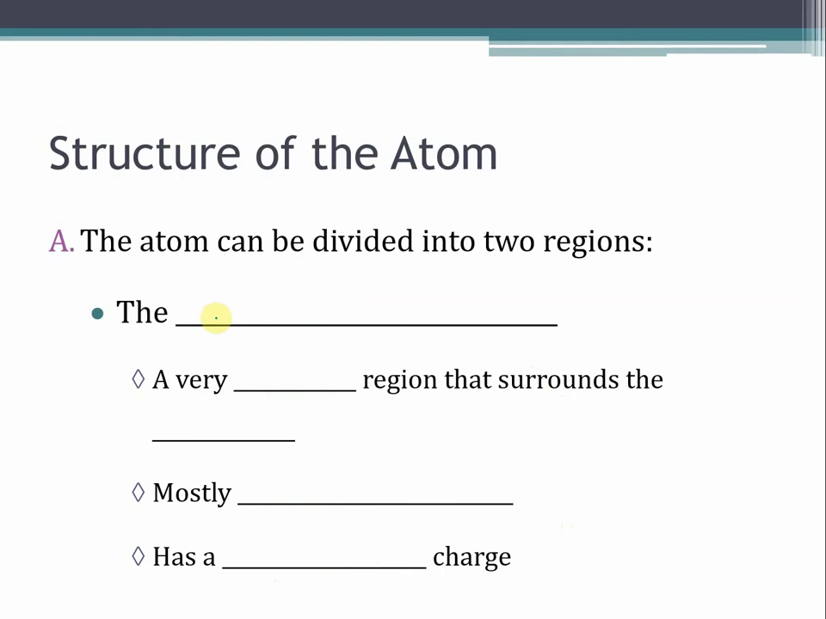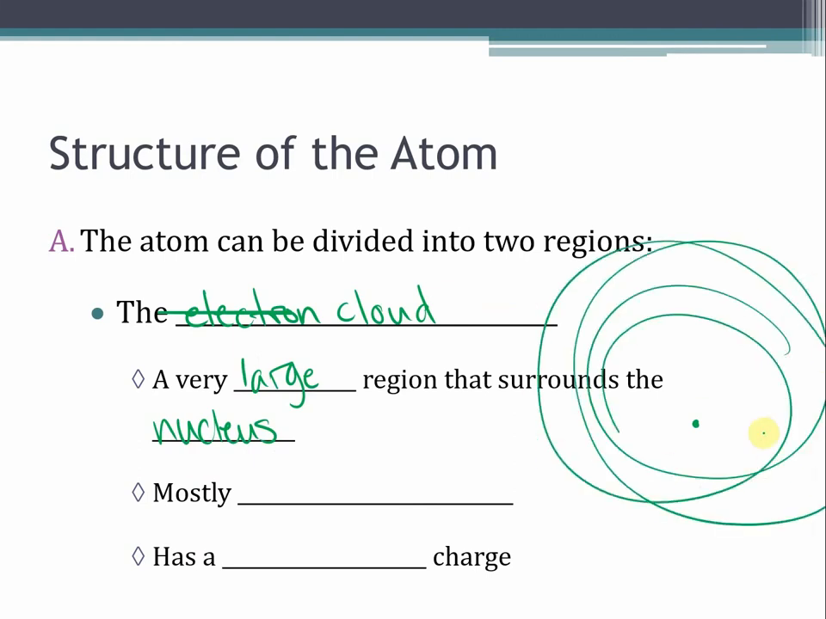There's also the electron cloud, which is a very large region that surrounds the nucleus. So you've got your teeny tiny nucleus, and then your electron cloud is this huge space around it, taking up all this empty space. It is, as I just said, mostly empty space, and it has a negative charge for reasons that we will talk about in just a second. So those are your two pieces of the atom, nucleus and electron cloud.